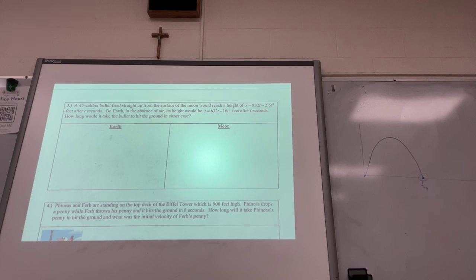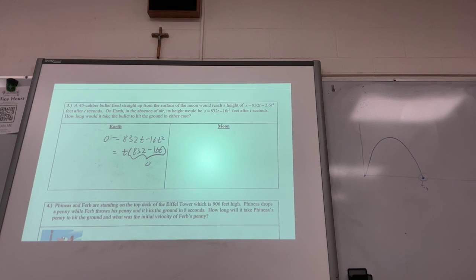Right. So you set s equal to 0. Horizontal axis is when s equals 0. So for Earth, you'd have 0 equals 832t minus 16t squared. Solve for t, so that becomes t times (832 minus 16t). Set this equal to 0, that'll be your solution. Right, just like in algebra 1.